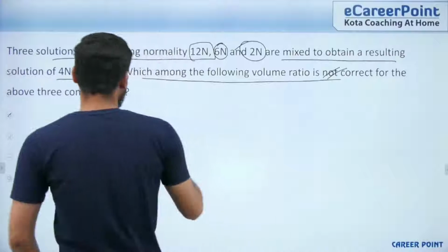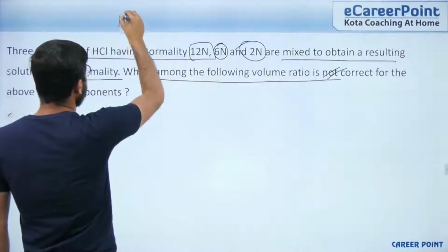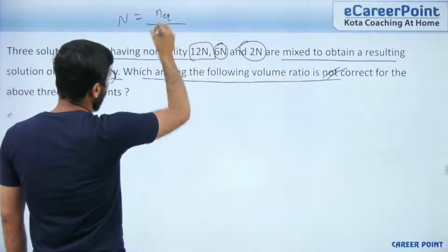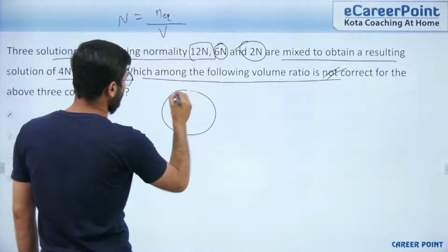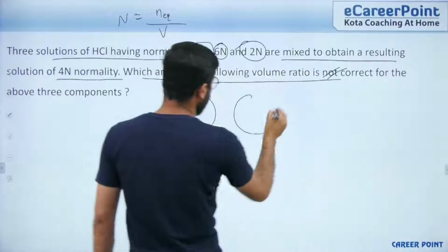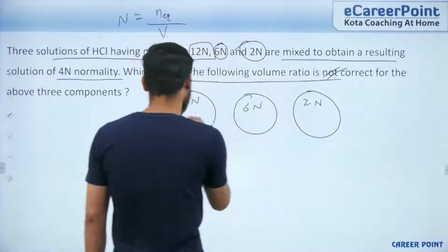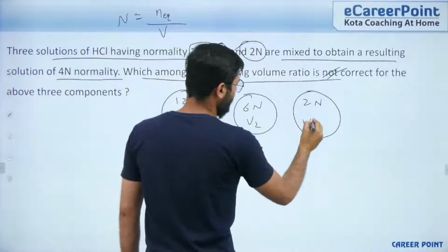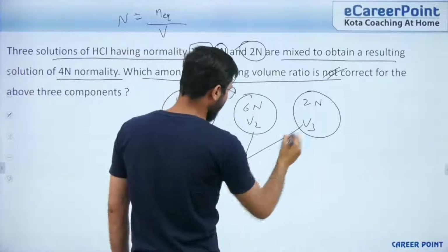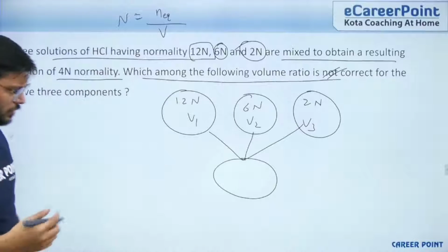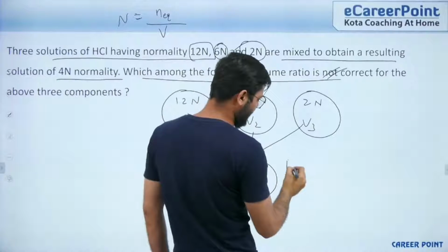Okay, so let's start. We know the normality is number of gram equivalents upon volume. So we have a 12 normal solution, a 6 normal solution and a 2 normal solution. We have the volumes V1, V2, V3. Now we have added them. So what will the final normality be?